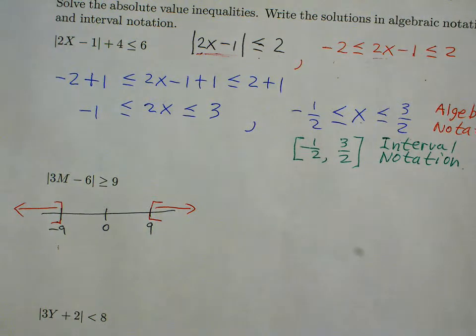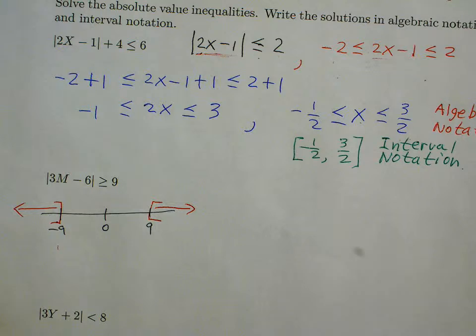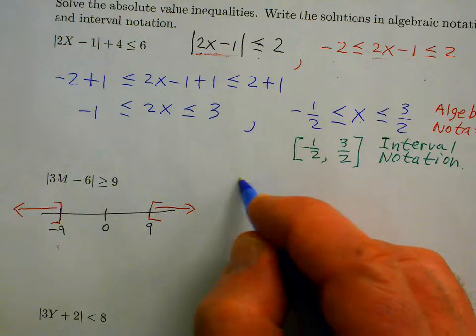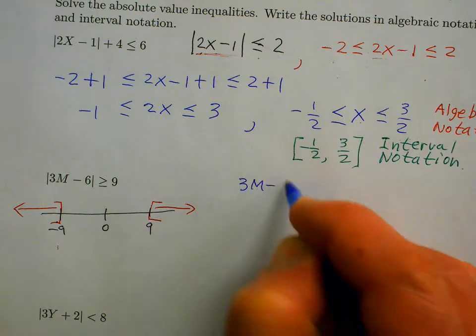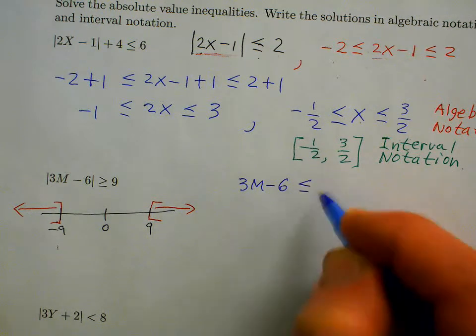Okay, so let's write down algebraically what this means. So numbers that have the form 3m minus 6. Well, they could be in two different places this time. So 3m minus 6 could be less than or equal to negative 9.